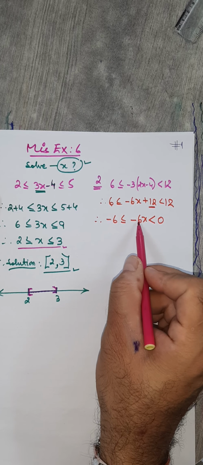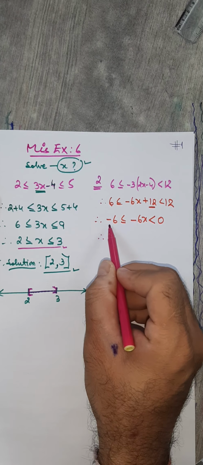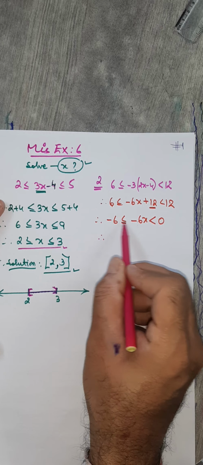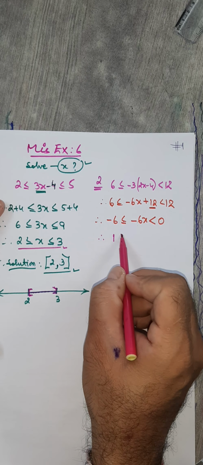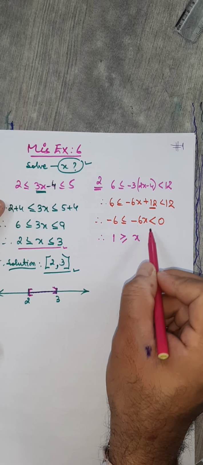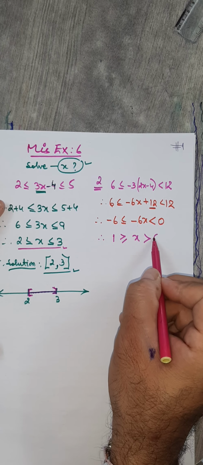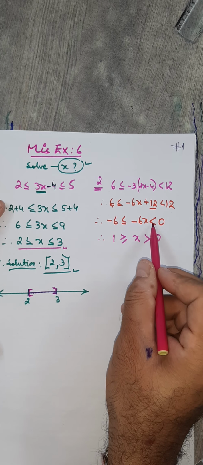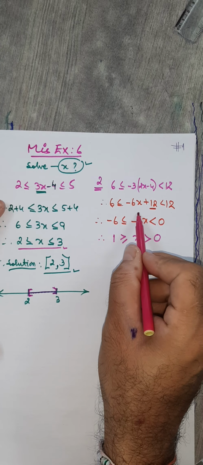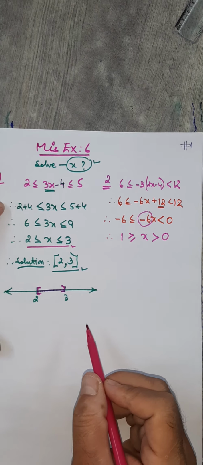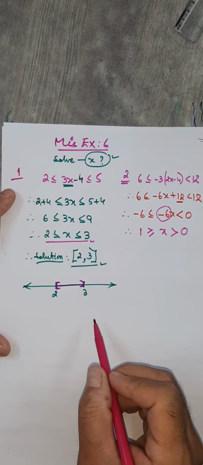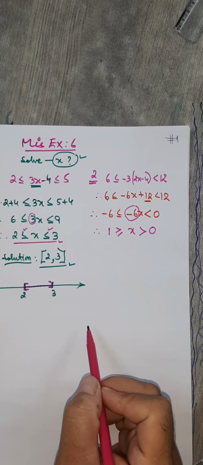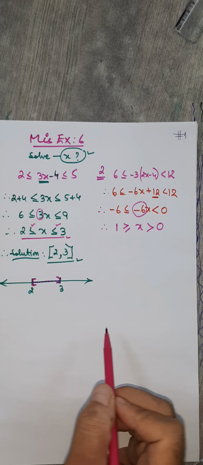Now when you divide by a negative number, you know inequality gets reversed, remember. When you multiply or divide by a negative number, inequality would be reversed. Minus 6 by minus 6, so 1. Now this is greater than or equal to x greater than 0 by minus 6, which is 0. See, here it is less than, here it is greater than. Why this? Because you are dividing by a negative number. Here you were dividing by a positive number. Just look at the previous question. This 3 was positive, so inequality remains same. When you multiply or divide by a negative number, inequality gets reversed.